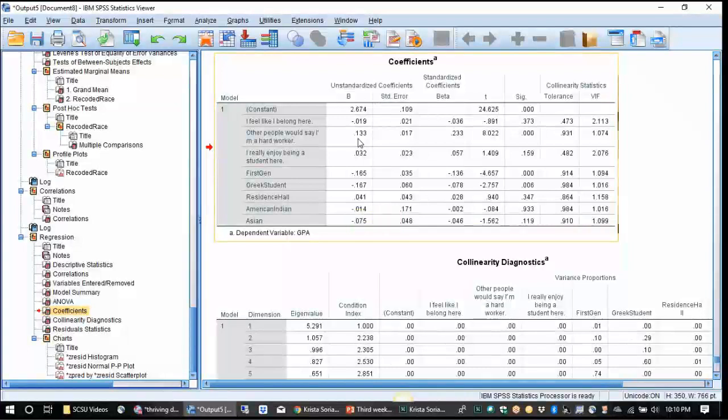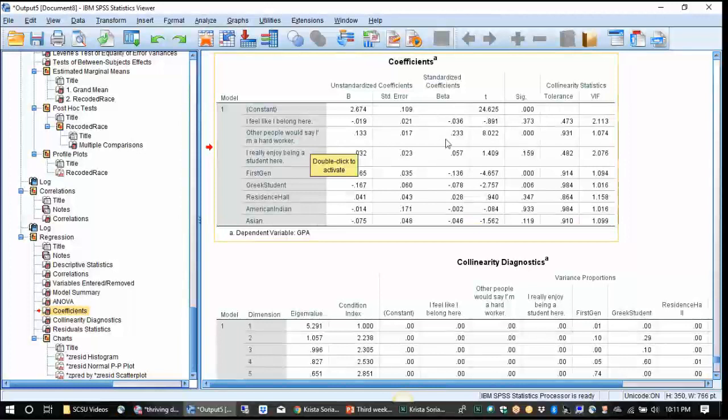for every 1 unit increase in students saying other people would say I'm a hard worker, a 1 unit increase would be moving from, say, agree to strongly agree. We would expect to see a 1.33 increase in students' GPA. So for every additional point of agreement here, to other people would say I'm a hard worker, we're going to see kind of a big difference in students' GPAs.